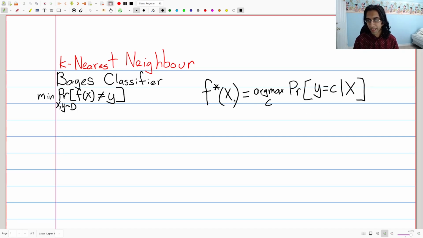Let me just say what this probability is over. Y is drawn from the distribution D of y conditioned on x. So what we do is take a given point, look at what the distribution of y would be, where y is drawn from the distribution D but conditioned on receiving this x. And then we pick whichever label maximizes the chance of being right. So this is the Bayes optimal classifier.